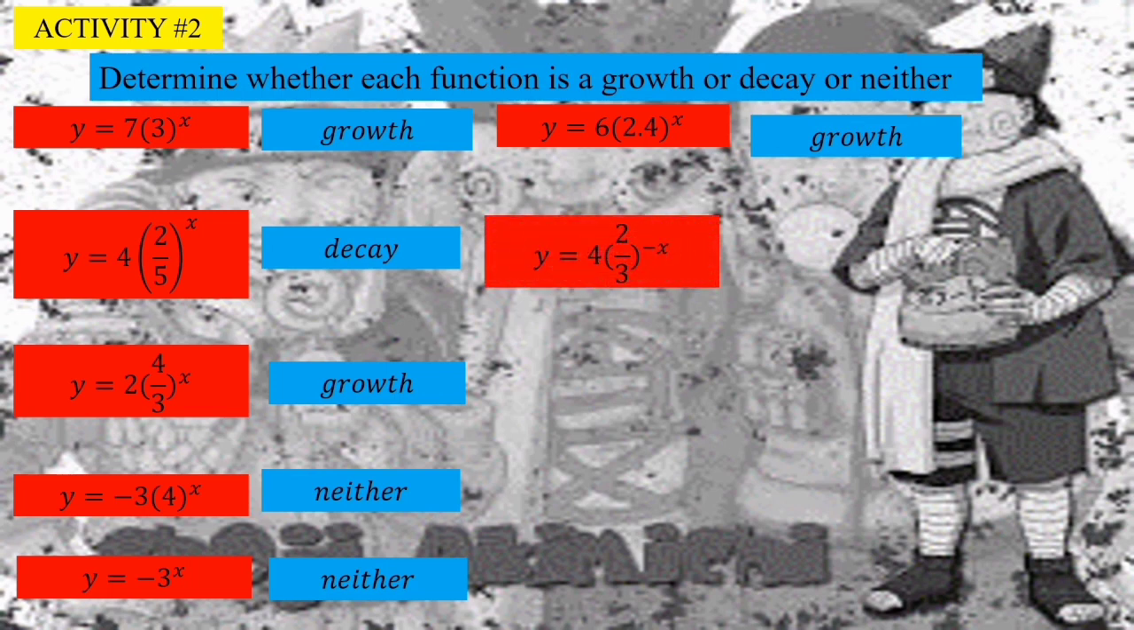Y is equal to 4 raised to the power of 2/3 raised to the power of negative x. So, negative x yung exponent natin. So, ibig sabihin, mababaliktad yung 2/3 mo. Magiging y is equal to 4 raised to the power of 3/2. So, this is growth.